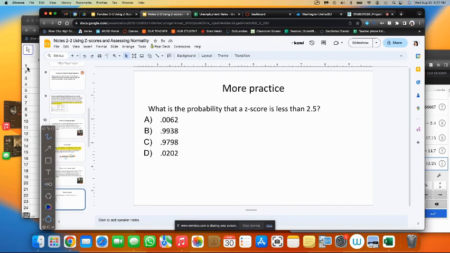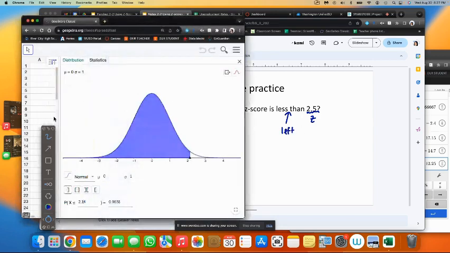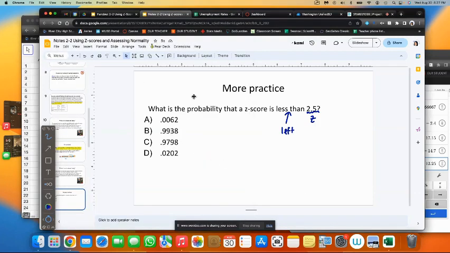Okay, so just to make sure we know how to find some basic probabilities using the calculator, there are a couple things we need to know. We need to know what the z-score is; that's what we're going to type in. And then less than tells me whether I'm going to the left or to the right. Since it's less than, that means we're going to go to the left. So going to my calculator, we already have less than. I'm going to type in 2.5. That probability is 0.9938. So that's going to be B.